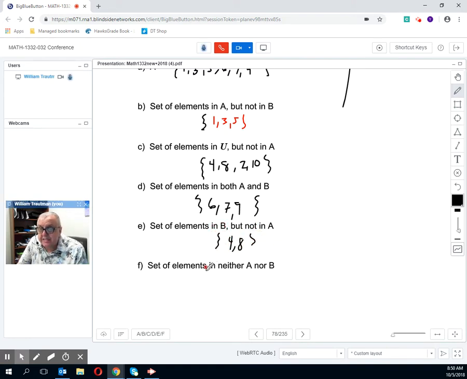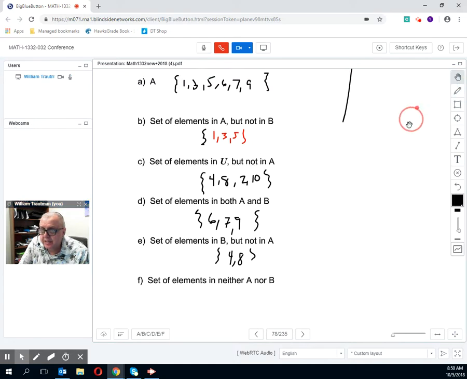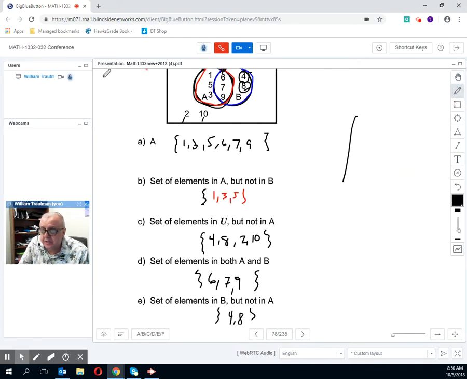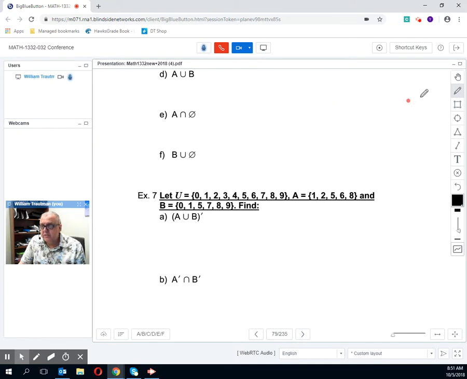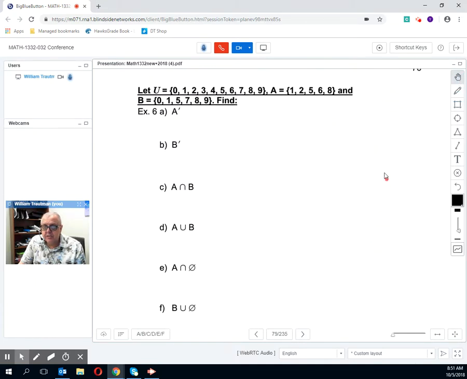The set of elements in neither A nor B. What are the elements that are in neither A nor B? So they're not in A and they're not in B. And there's only two elements that are not in A and not in B. That's 2 and 10. All right, so that's not too bad. Let's see if they can try to trick us with anything. What else do we got here?